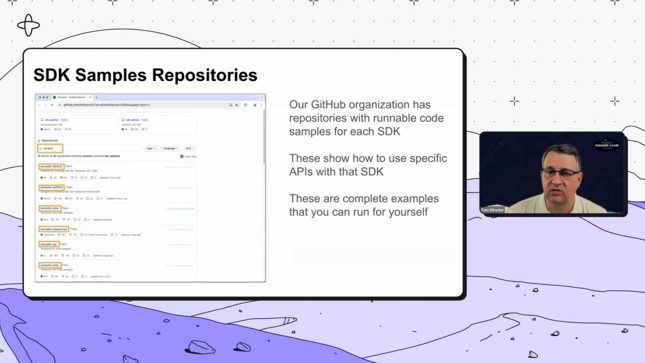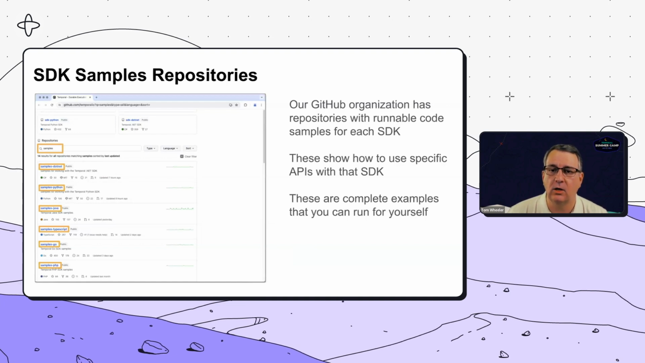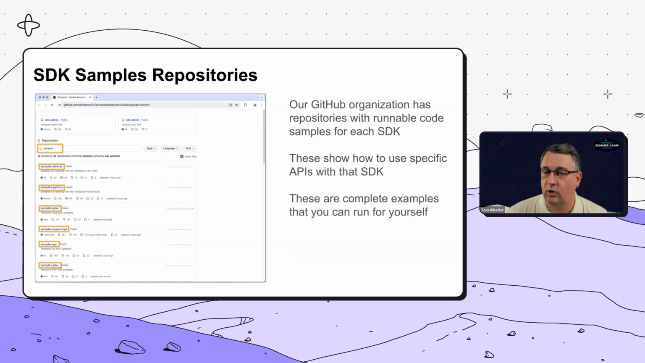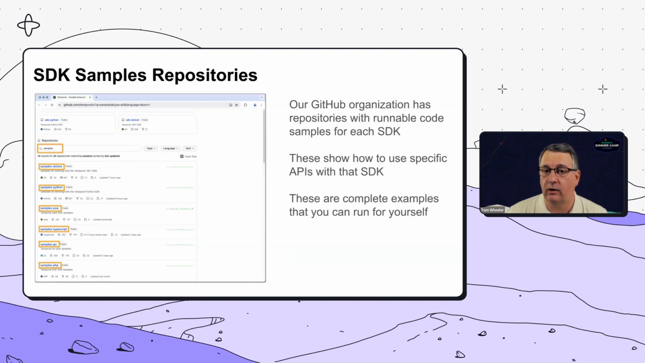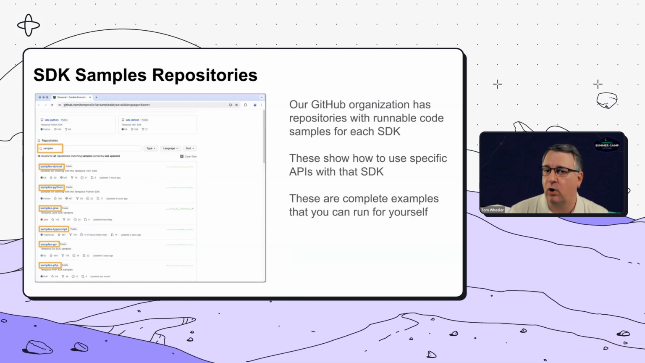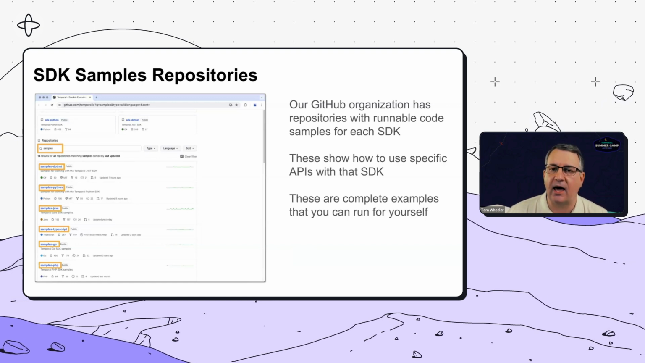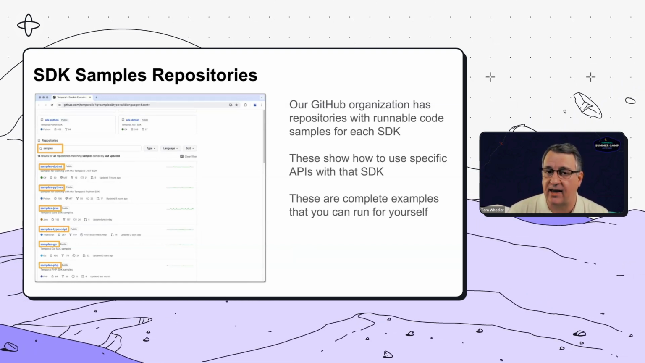Within our GitHub organization, you can find repositories with code samples for every SDK. All of them have names that start with samples, so you can just search for that to see the list and then click the one for your preferred SDK. These are complete examples that you can run for yourself, and they demonstrate how to use specific APIs or how to solve a particular need using that SDK.